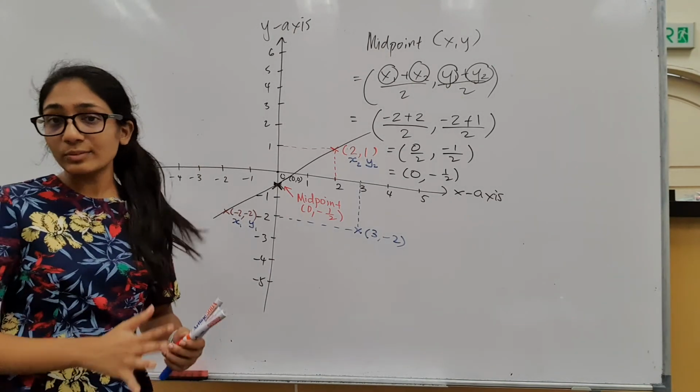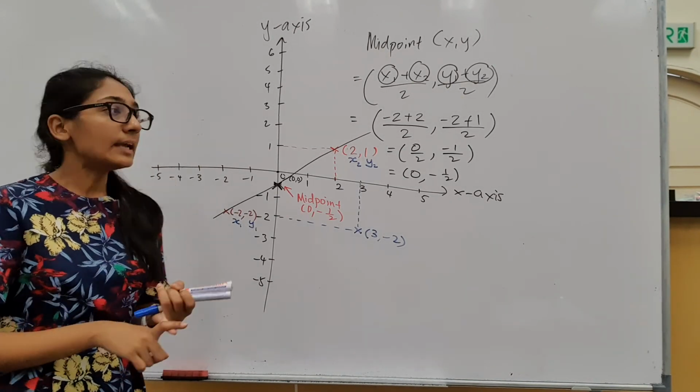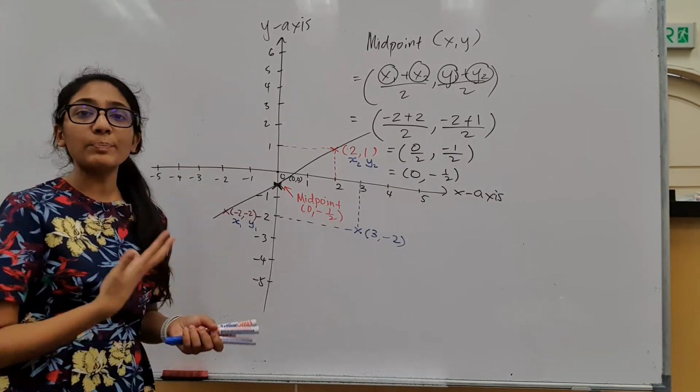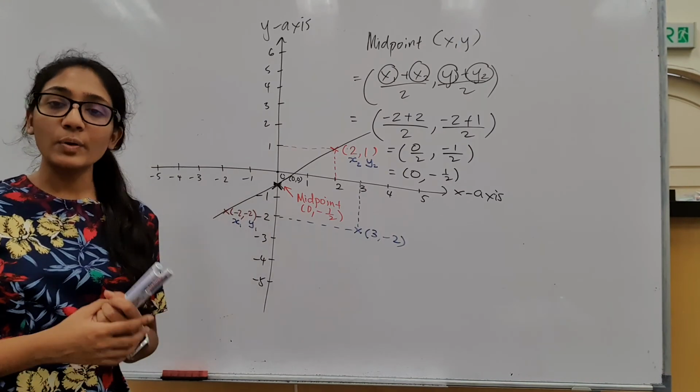So that is all for this week. We looked at rules of angles and we looked at the coordinate system, how to label them and how to find the midpoint of a line in a coordinate system. Okay, that's all for this week.